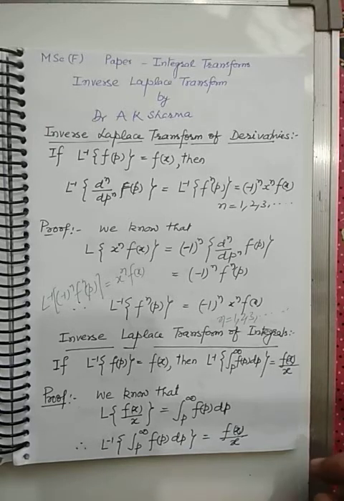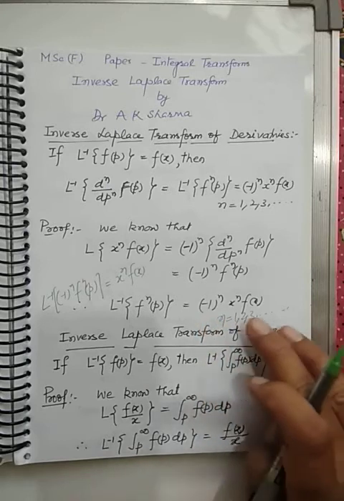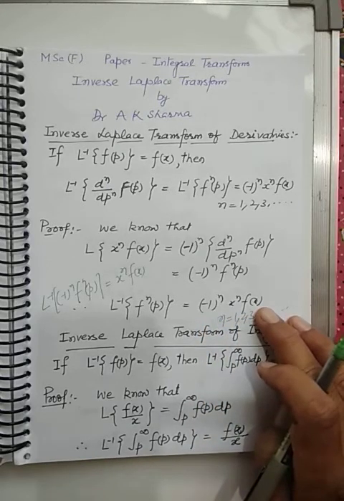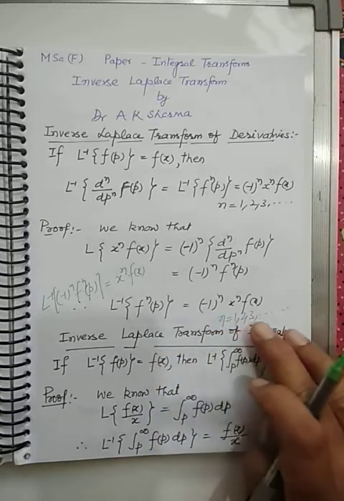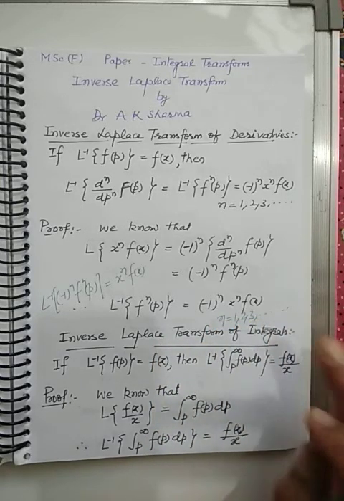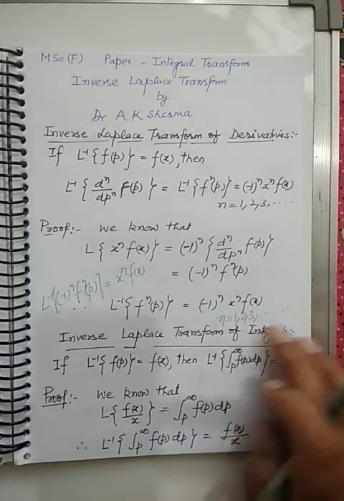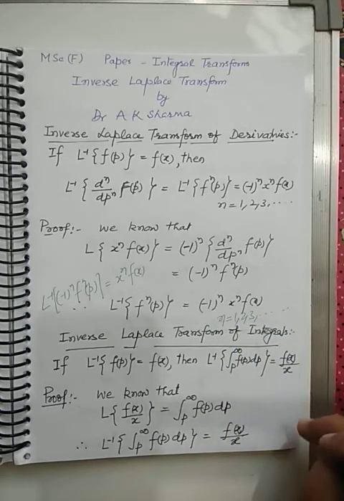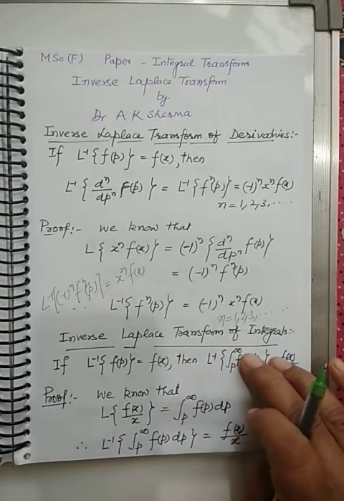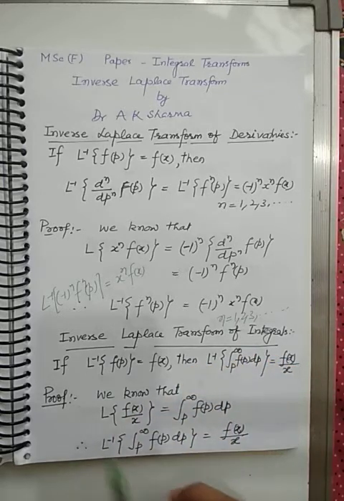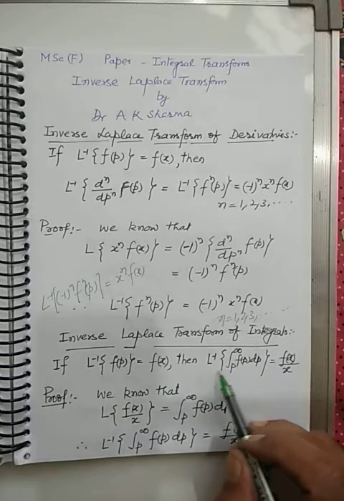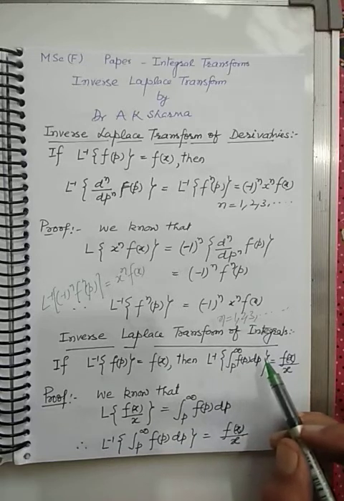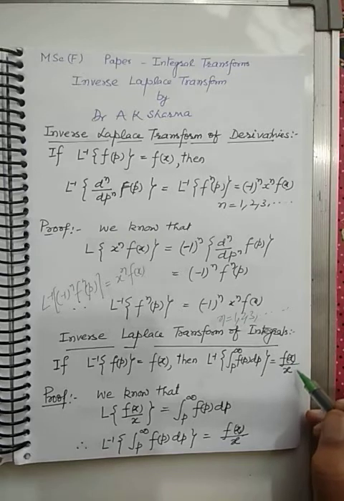We can put n is equal to 1, then it will become -x f(x). If we put n is equal to 2, then it will become x^2 f(x), x^3 f(x), and so on. Now, inverse Laplace transform of integrals. If inverse Laplace transform of F(p) is f(x), then inverse Laplace transform of integral p to infinity F(p) dp is equal to f(x) upon x.